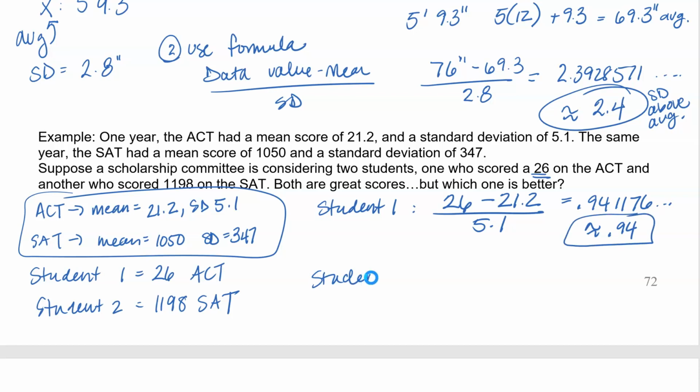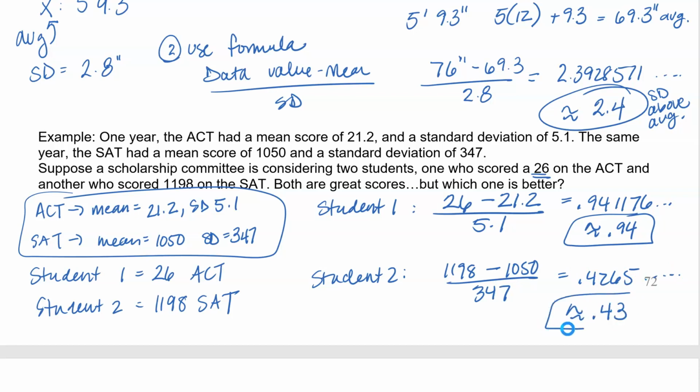And then student 2 on the SAT scored 1198. That's the data value minus the average. Okay, so 1050 divided by 347, and we get 0.4265 dot dot dot. We round to 2 decimal places, we end up getting 0.43.